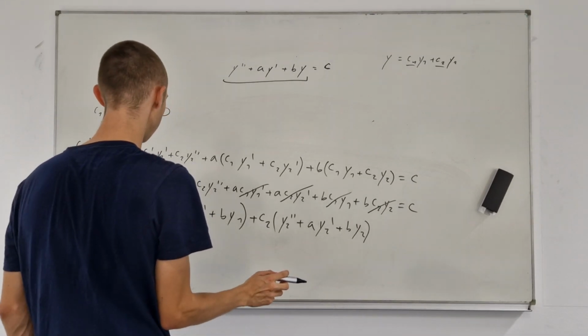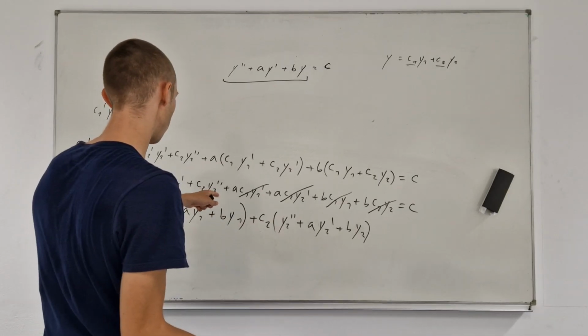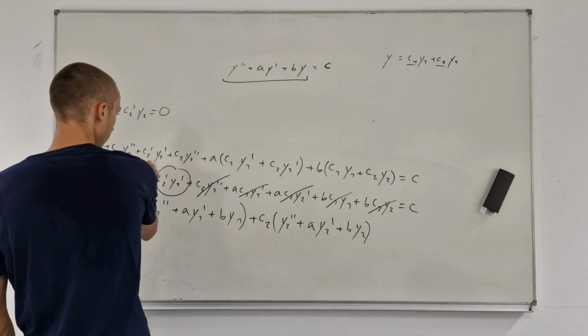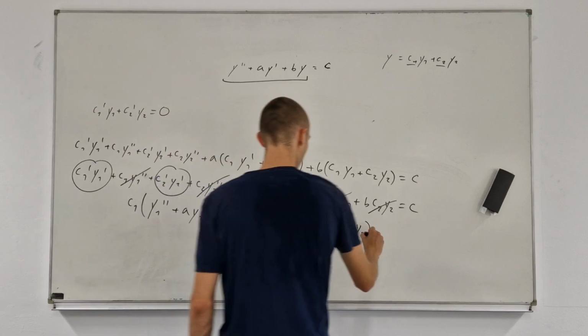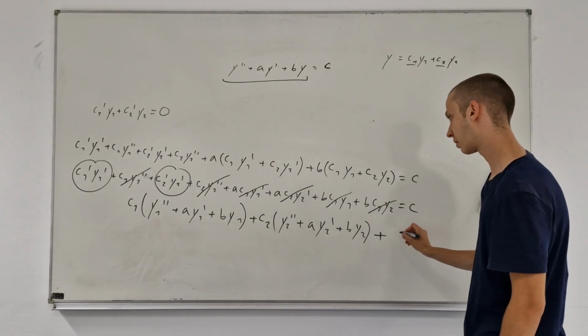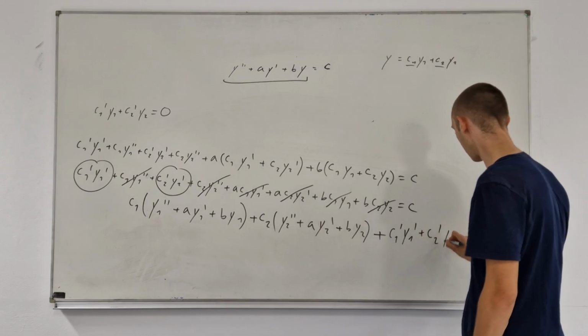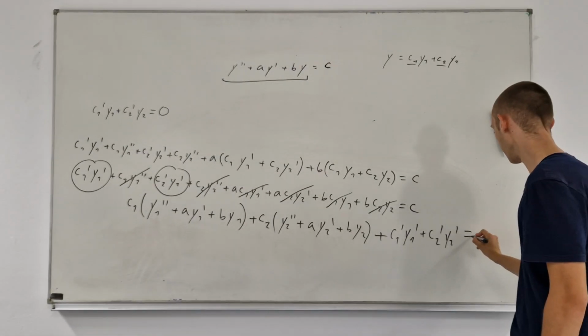Let's see, C2 y2, y double prime. Oh, I just didn't cross it out. So these two things are left. This one and this one. These two should become 0. So I will add them. So namely, C1 prime y1 prime, plus C2 prime y2 prime. And it all equals to C.